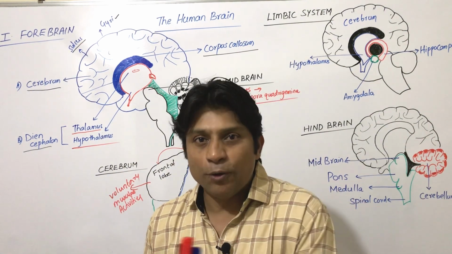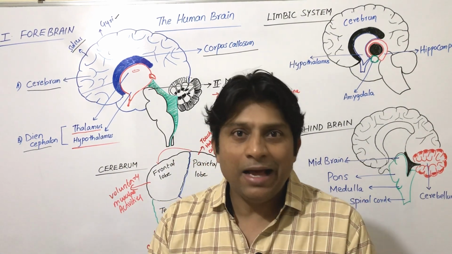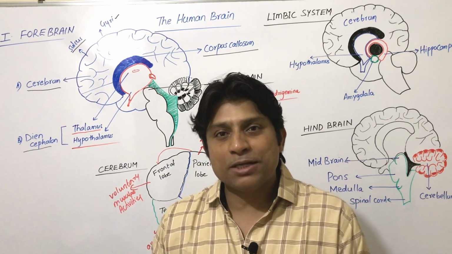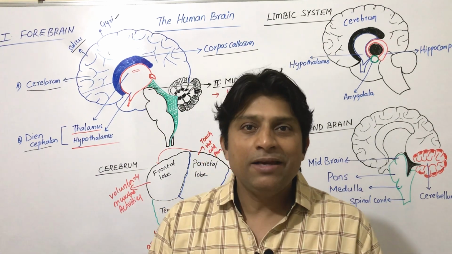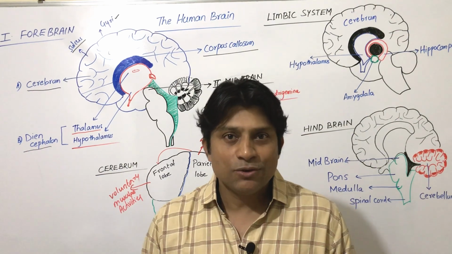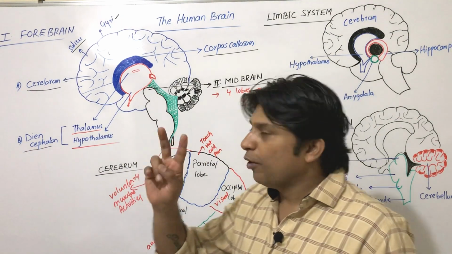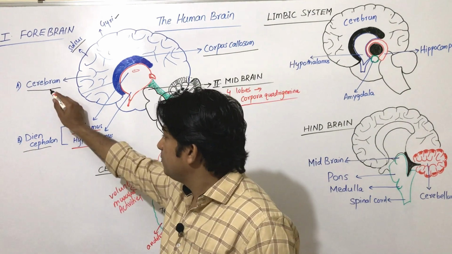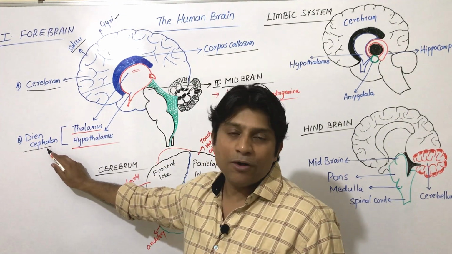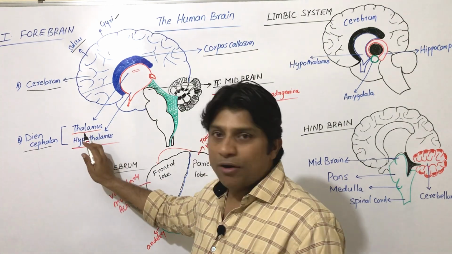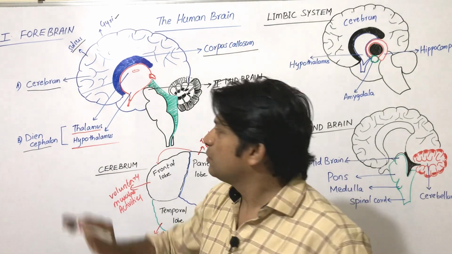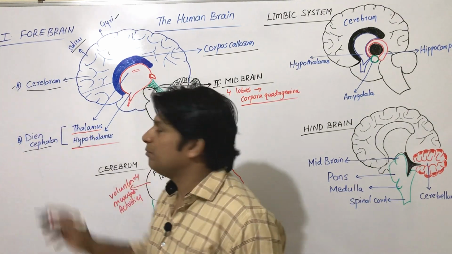During the developmental stages, the brain develops three parts: forebrain, midbrain, and hindbrain. Let us find out what parts are present in the forebrain, midbrain, and hindbrain and their functions. First, forebrain. Forebrain has two structures: one is the cerebrum, the second is the diencephalon. The diencephalon in turn has the thalamus as well as the hypothalamus. First we talk about the cerebrum.